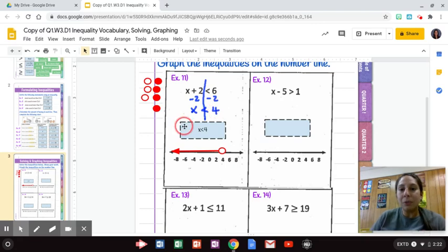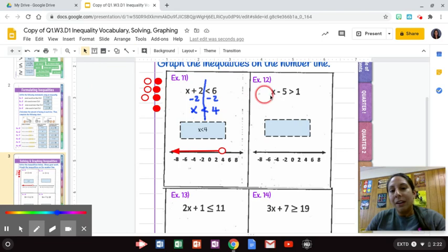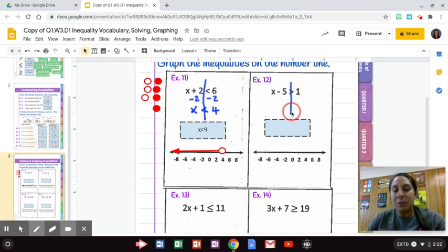Okay, example 12. On example 12, we have X minus 5 is greater than 1. Same process, you pretend like that's an equal sign. The opposite of minus 5 is to add 5.